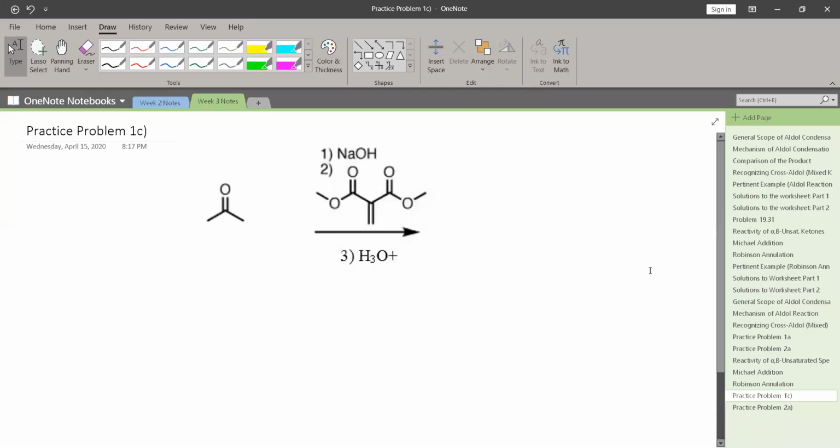All right, let's do some practice problems. First, we want to know what the product is between this acetone and whatever this species is, and we just add some H3O+.